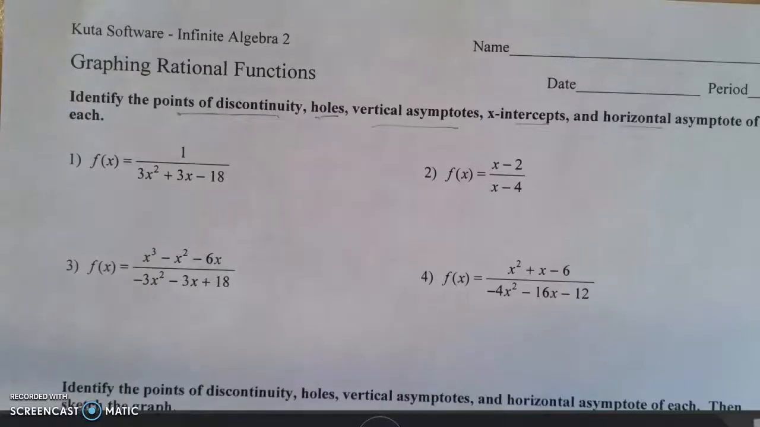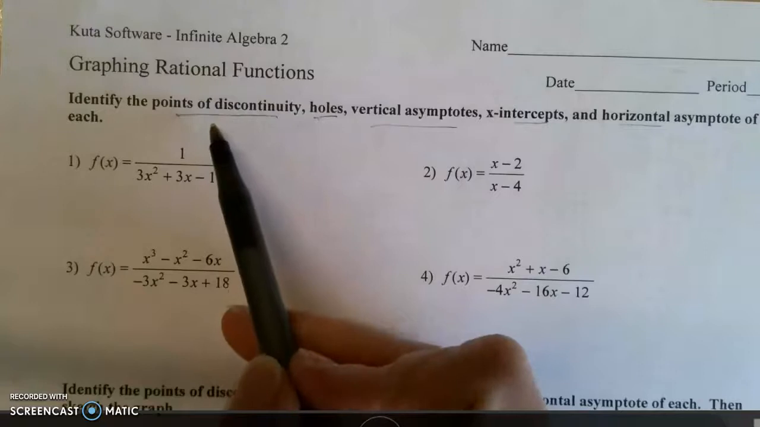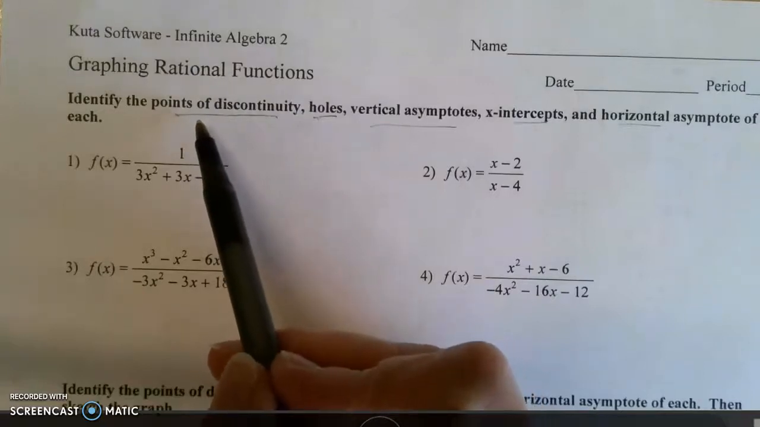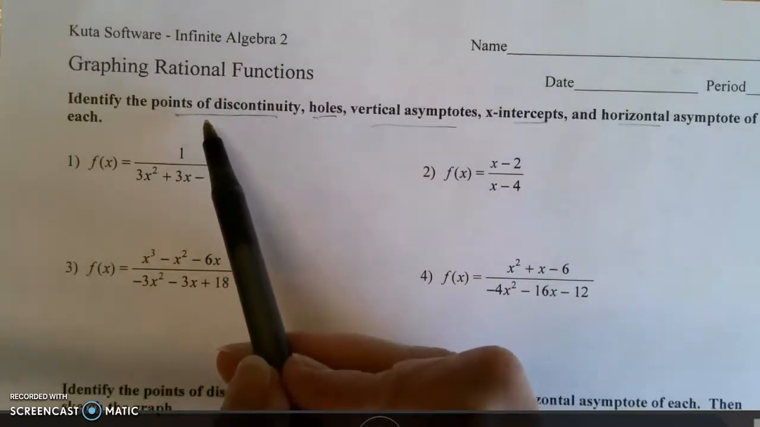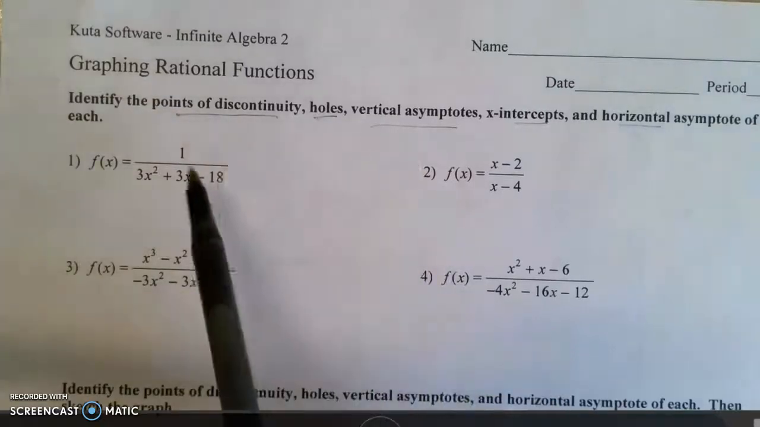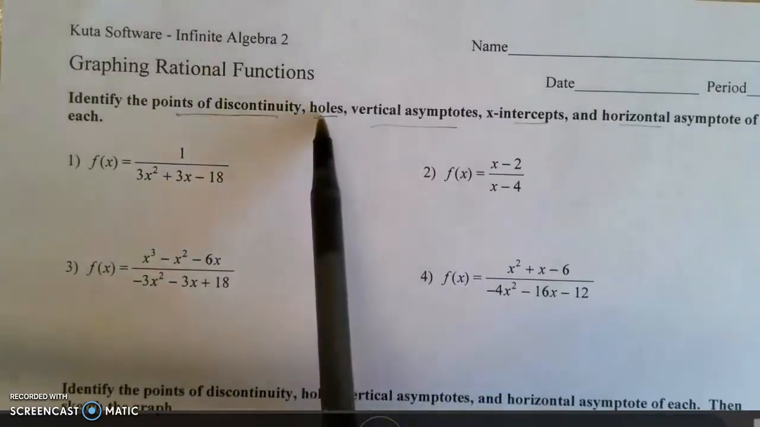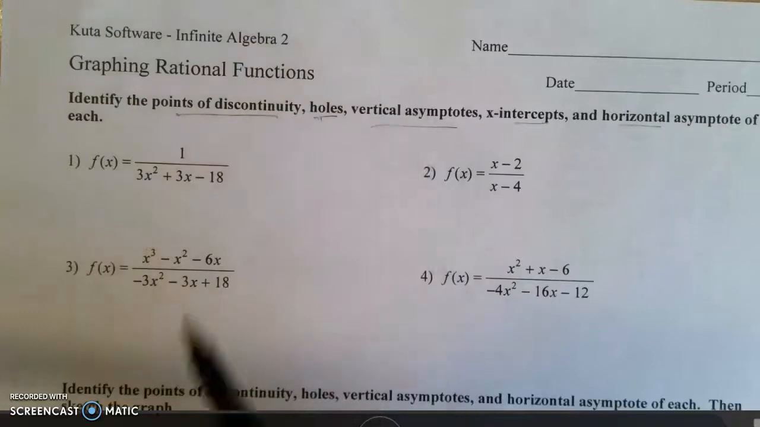All right, good morning. We are getting to my favorite part of rational functions. We are going to be doing everything. Points of discontinuity, that can get a little confusing. That just means places that the x-axis doesn't exist. So points of discontinuity can be holes and it can be asymptotes.